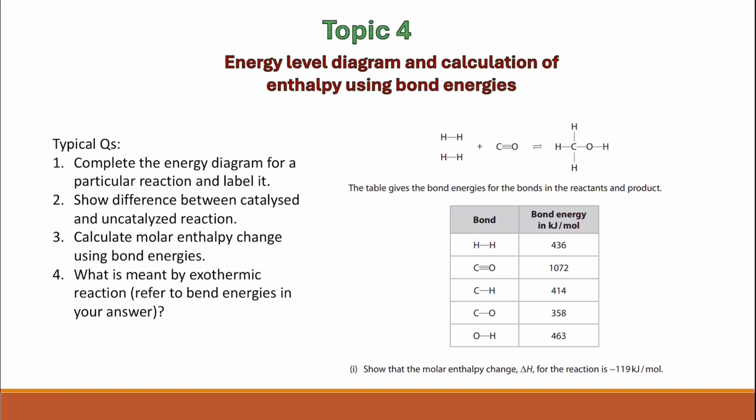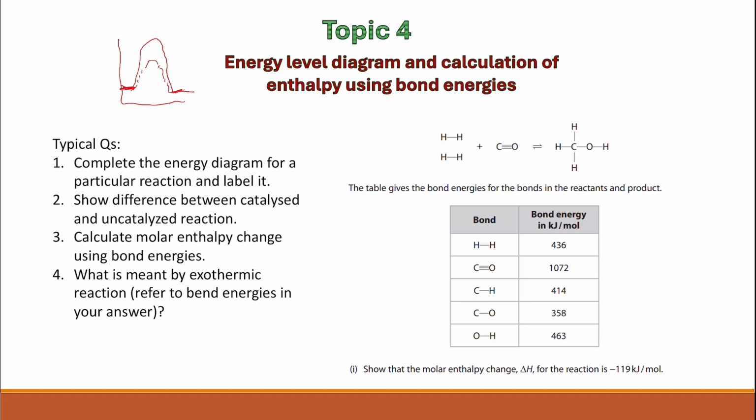So a typical question is to complete the diagram for a particular reaction and label it to show the difference between catalyzed and uncatalyzed reaction. So remember the difference is that, for example, if I'm going to do an exothermic reaction, this is the uncatalyzed, and then the catalyzed will have a lower activation energy, but the energy of reactants and products will remain the same.